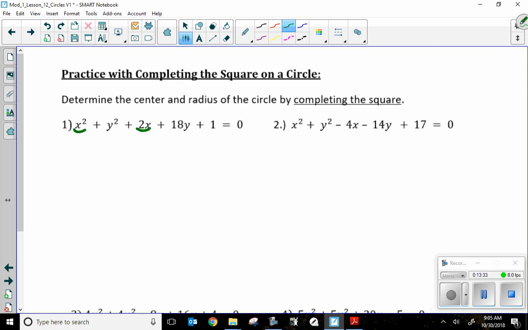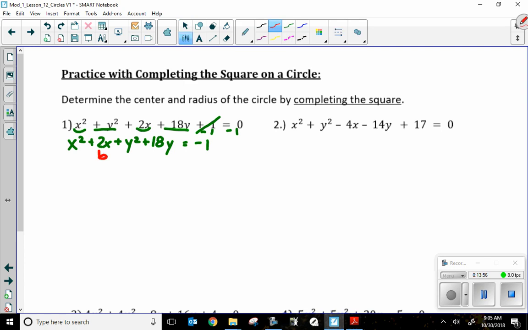I'm going to get my x's together. I have x squared plus 2x. I'm going to get my y's together, plus y squared plus 18y. And I'm going to go ahead and subtract this 1 right now. Equals negative 1. Okay?